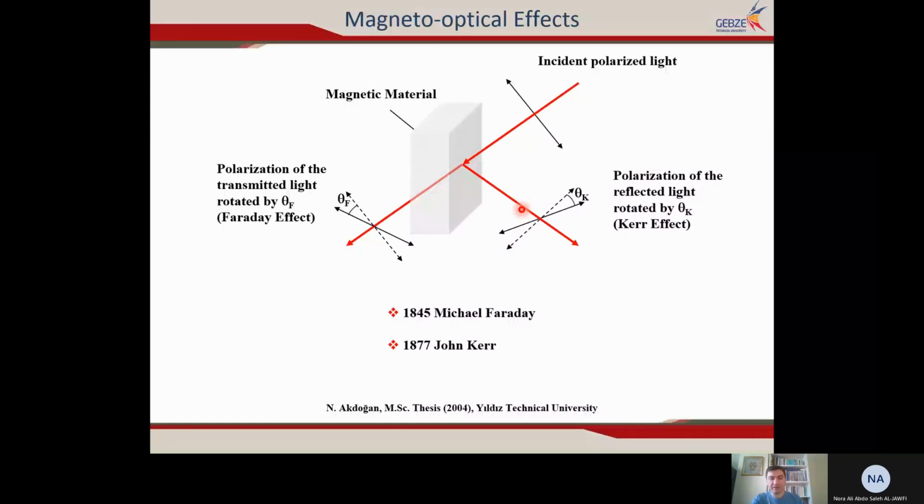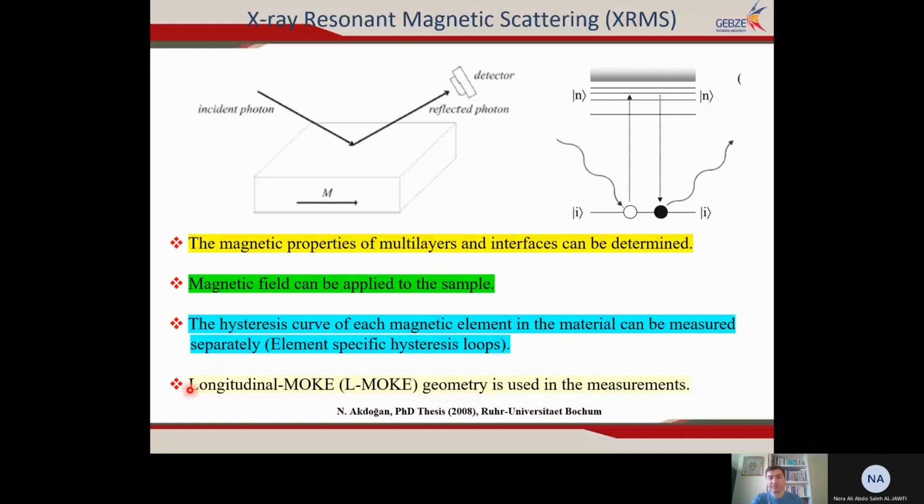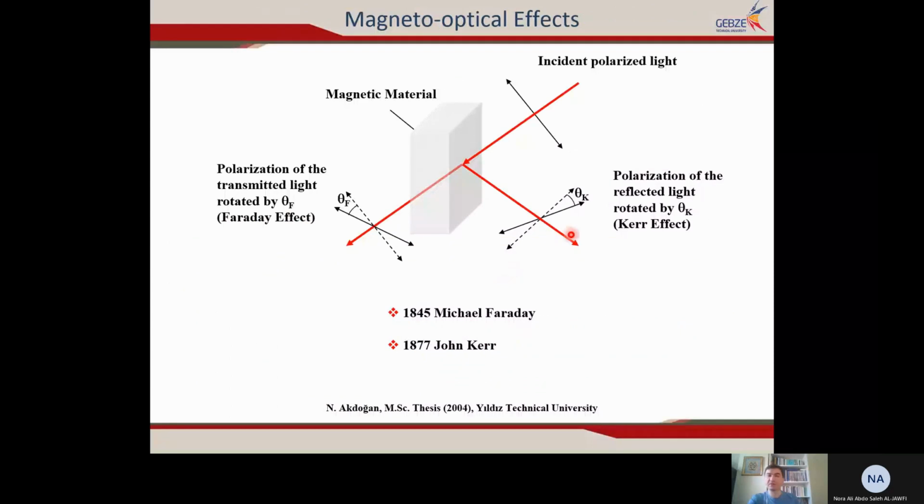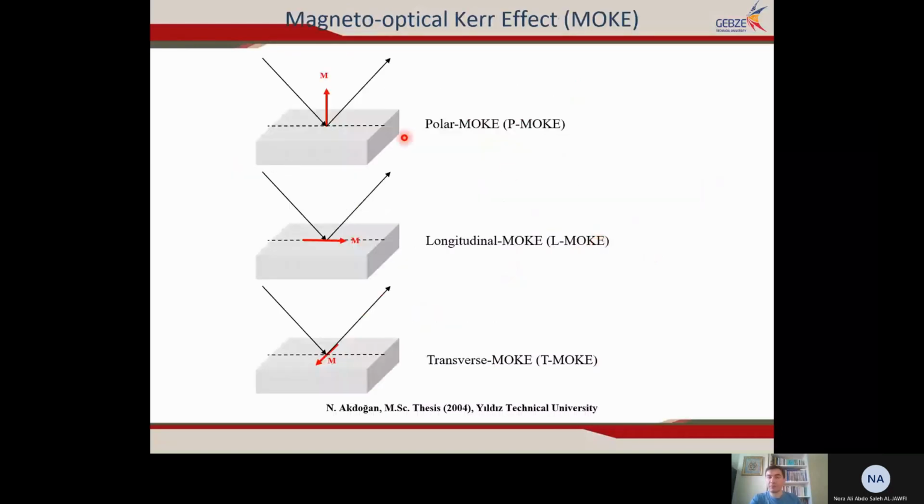I have told you that during the XRMS experiments, longitudinal MOKE geometry is used. What is the meaning of longitudinal MOKE? I have already explained the MOKE. You have incident polarized light, and it is reflected from the magnetic material, and then its initial polarization is rotated by a certain Kerr angle. So this is the magneto-optical Kerr effect. But what is longitudinal MOKE? We have three different MOKE geometries depending on the measurement condition and depending on the magnetization within the sample.